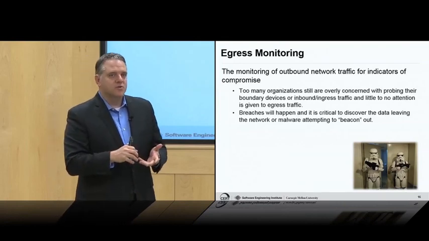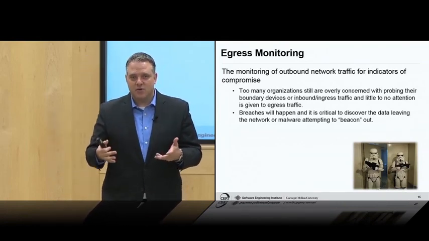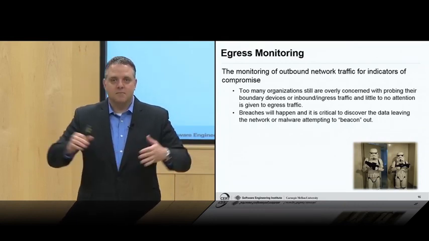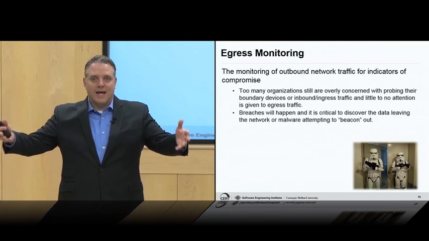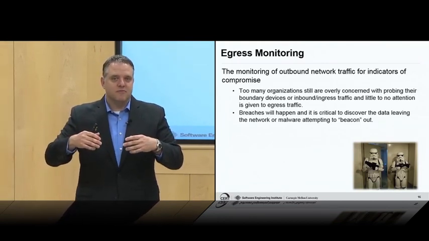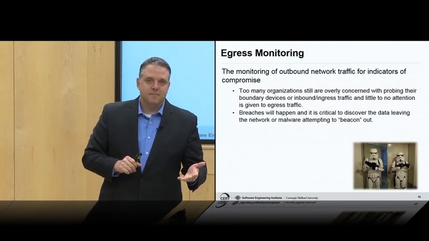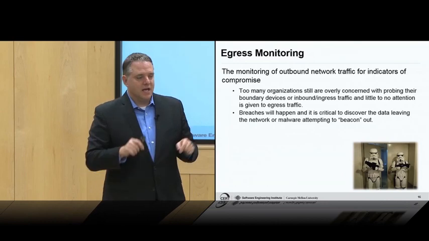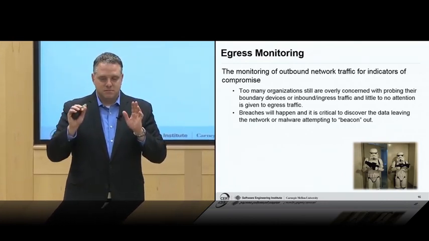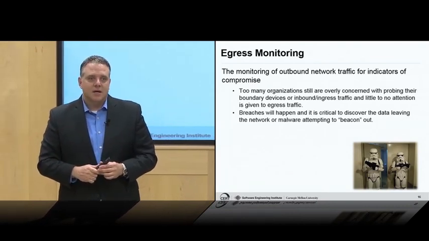Monitoring outbound network traffic for indicators of compromise is egress monitoring. A lot of companies spend a lot of money and a lot of time looking for inbound connections, or ingress connections, but very few of them actually look at outbound connections. Why is that? A lot of people assume that if you are on my network, if you are here in the office, you're good to go.